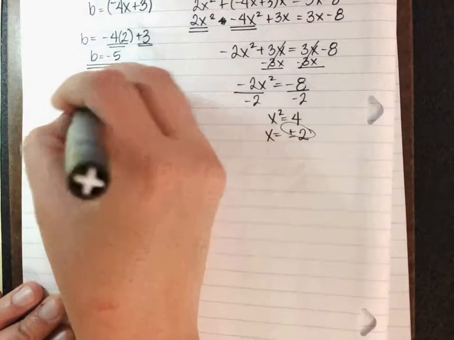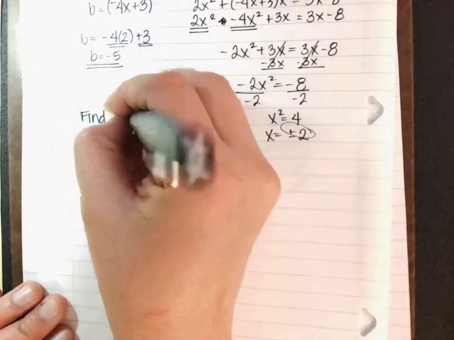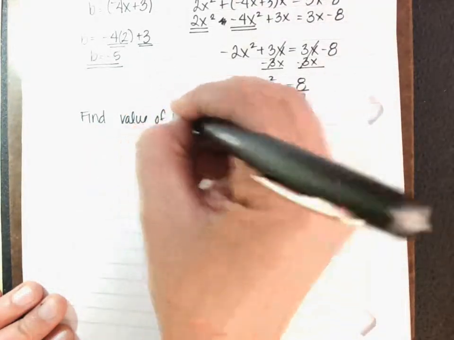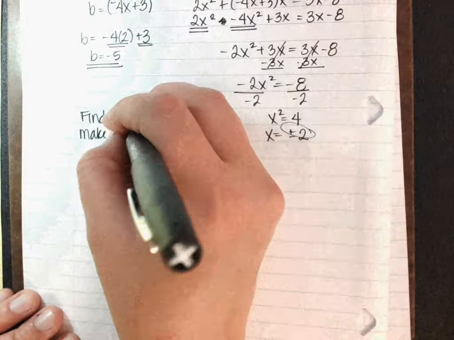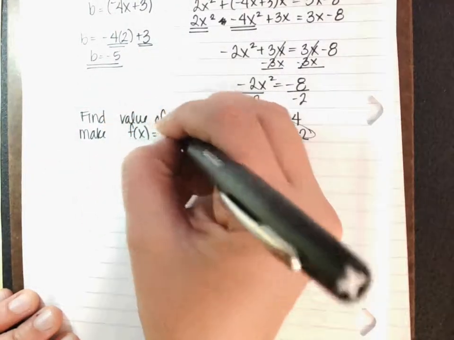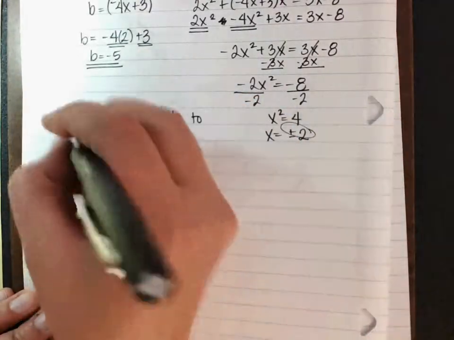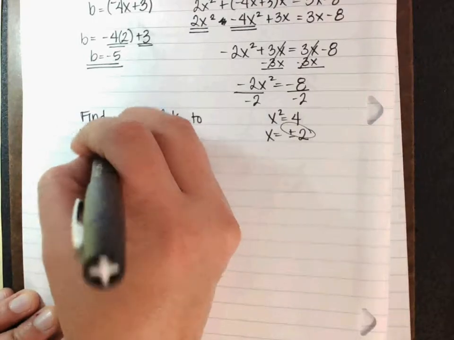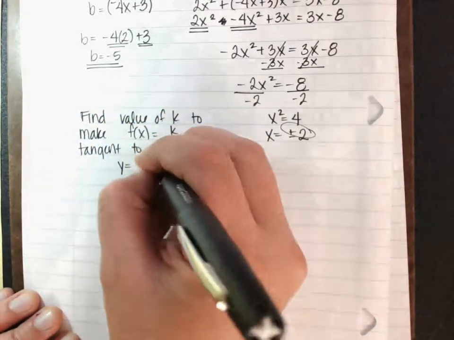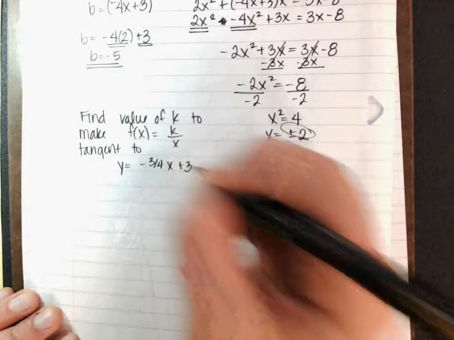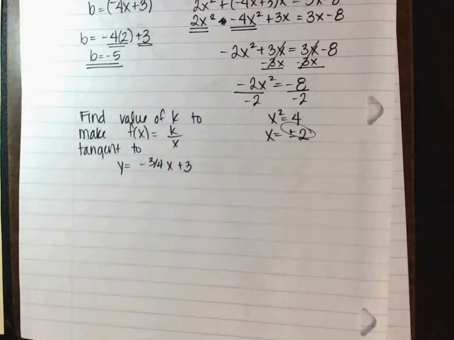Okay, find the value of k to make f of x equals k over x tangent to y equals negative 3 over 4x plus 3. Okay, so first thing, what do we do?